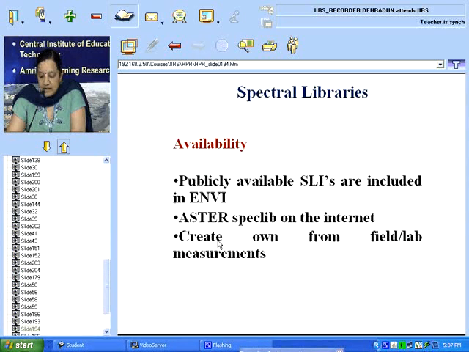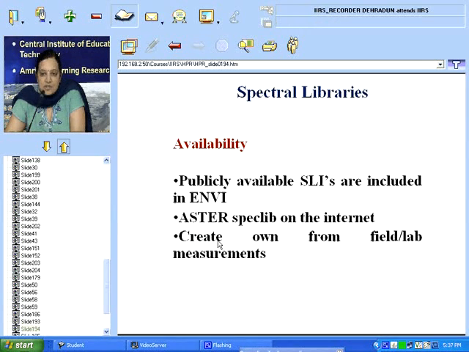Some of the spectral libraries are publicly available. They are included in software, or even if you browse on the website, there is a spectral library called the ASTER Spectral Library. The spectral library by the USGS is there, from the JPL is there. So there are various spectral libraries which are available publicly.